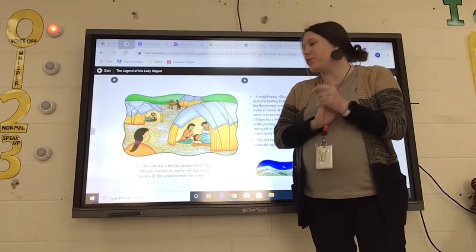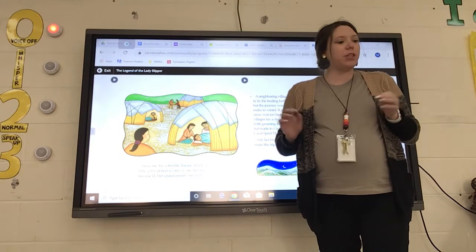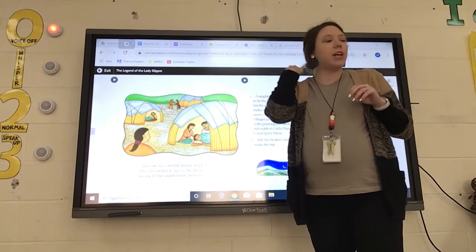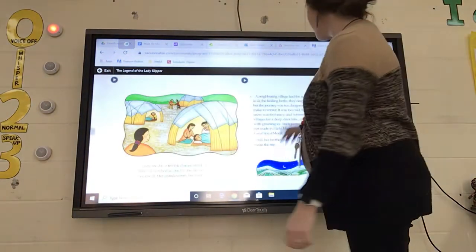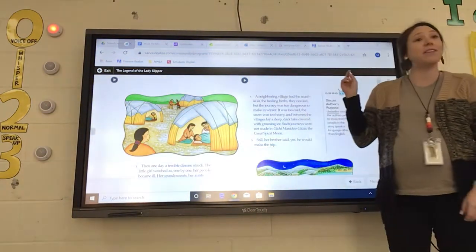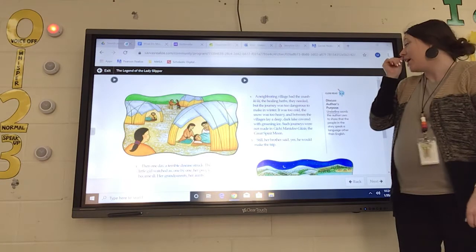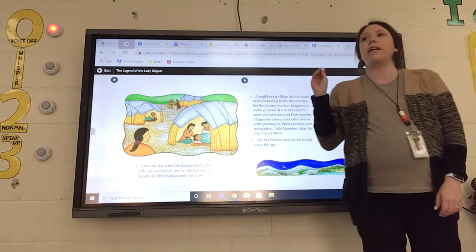Today we are going to be in our Unit 2 reading books, in our story, The Legend of the Lady Slipper. We're going to start on page 63. We're going to be looking at Max the Magnifying Glass. We haven't seen him in a while, and we're going to go through our close read notes.